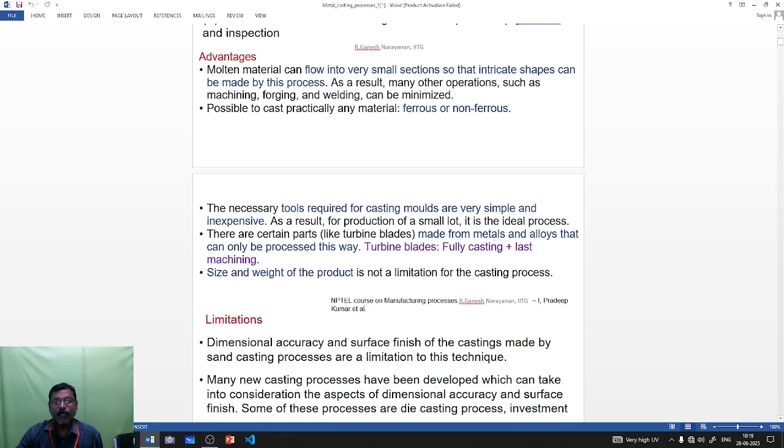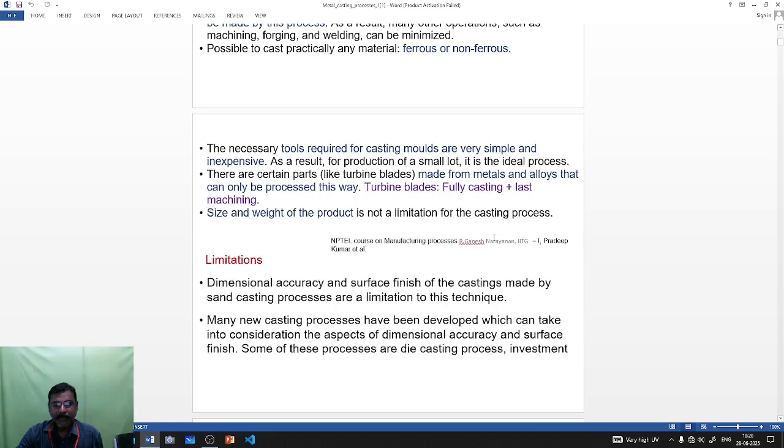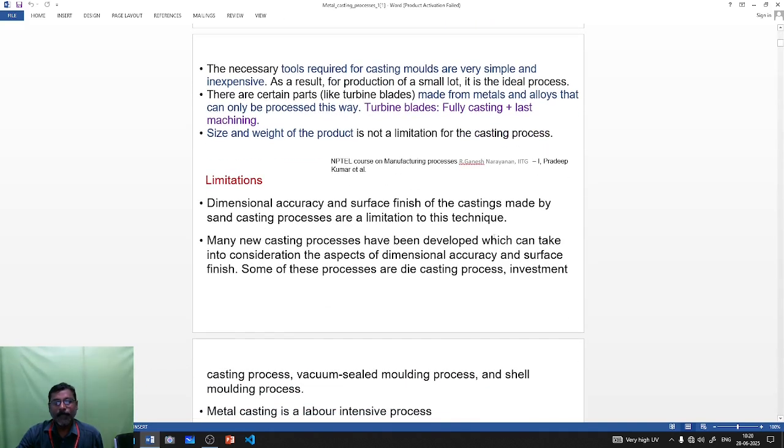The tools required for casting molds are very simple and inexpensive. As a result, for production of small lots, it is the ideal process. There are certain parts, like turbine blades, made from metals and alloys that can only be processed this way. So turbine blades are fully cast plus machined. Size and weight of the product are not a limitation for the casting process.